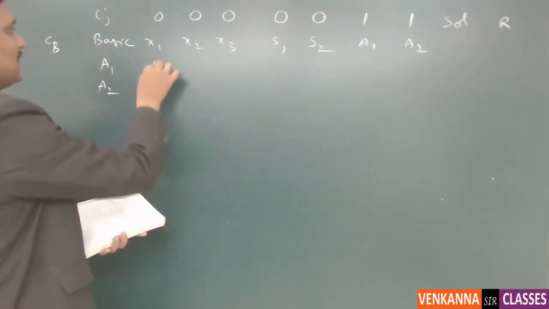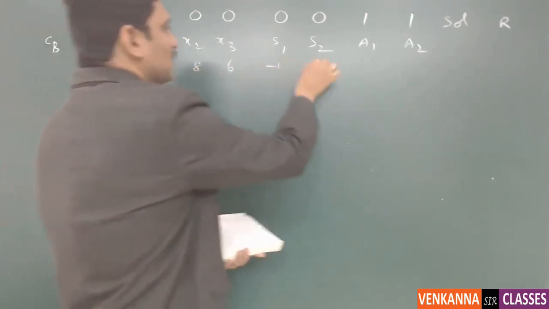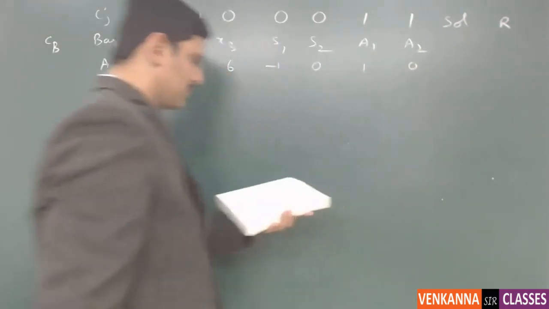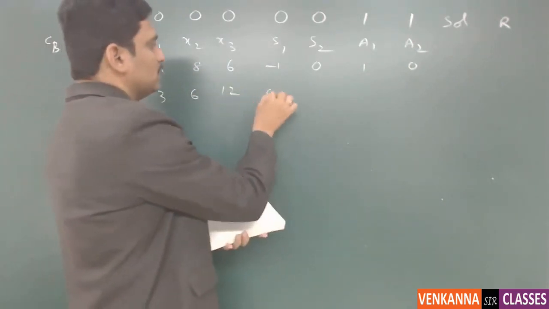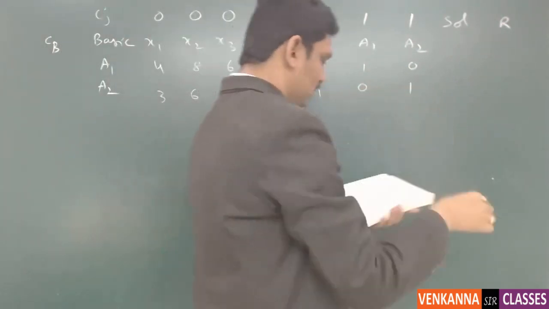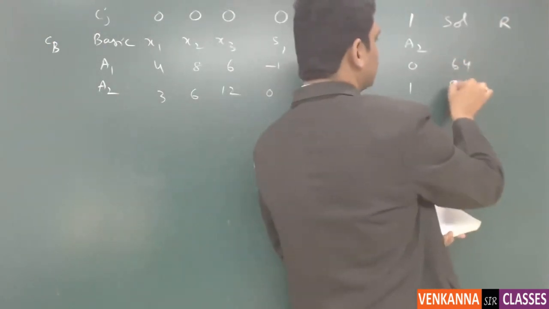The values will come as 4, 8, 6, -1, 0, 1, 0. And then 3, 6, 12, 0, -1, 0, 1. Solution is given by 64, 96.